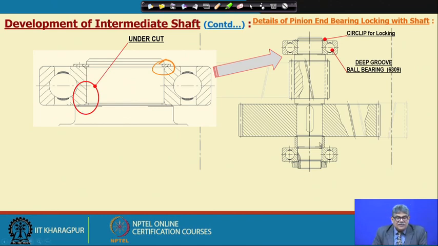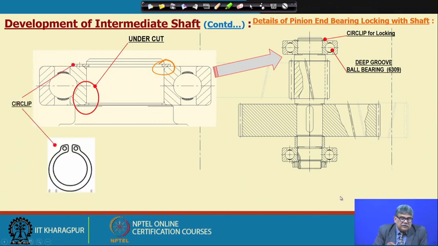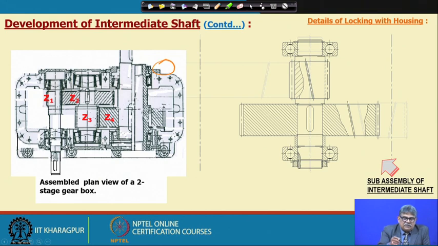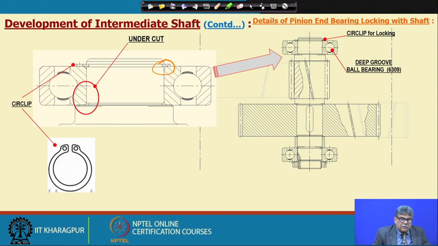As we saw on the other side, we have put a circlip there also, and the circlip looks like this. It is a very thin plate sort of thing, with an inside hole, and here it is split. It is used with circlip pliers, special pliers that are available.